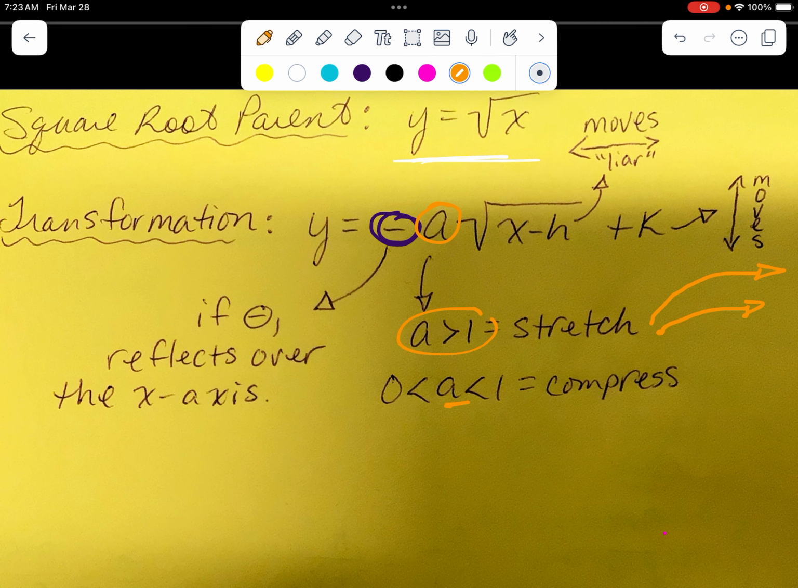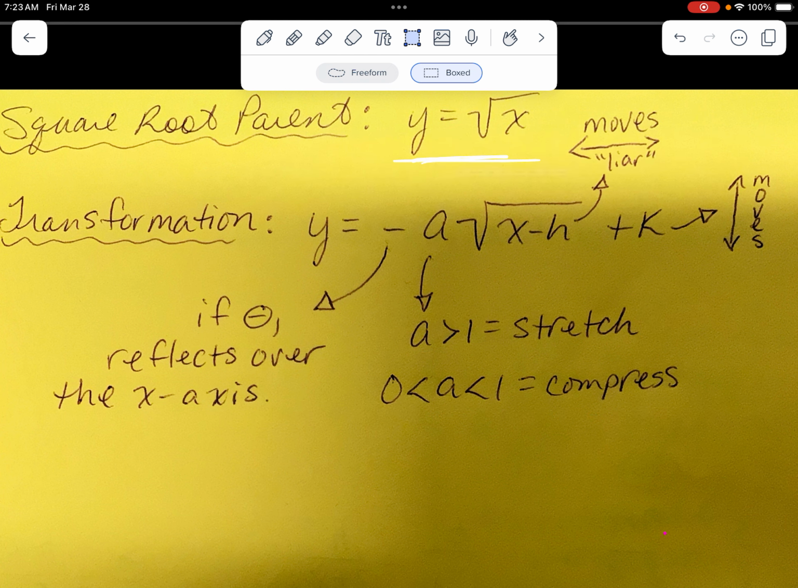If a is between 0 and 1, so for example, if it's 0.25 or 0.33 or 1/8, then it's compressing. So if you have a graph, the parent function looks like this. A compression means it is getting flatter. It is starting to look like a straight line. All right, let's keep going here.